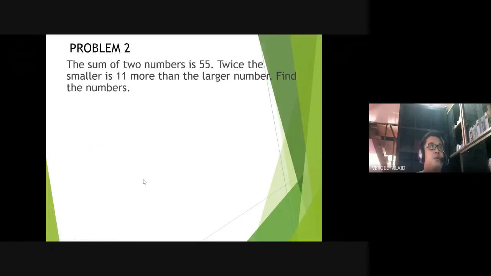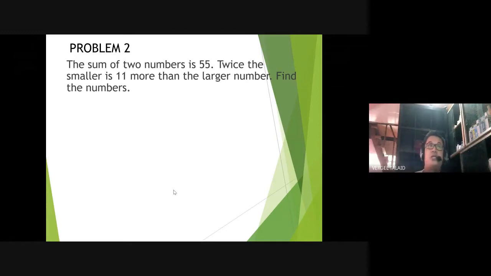Example, problem number 2. The sum of two numbers is 55. Twice the smaller is 11 more than the larger number. Find the numbers. Again, the sum of two numbers is 55. Then twice the smaller is 11 more than the larger number. Find the numbers.